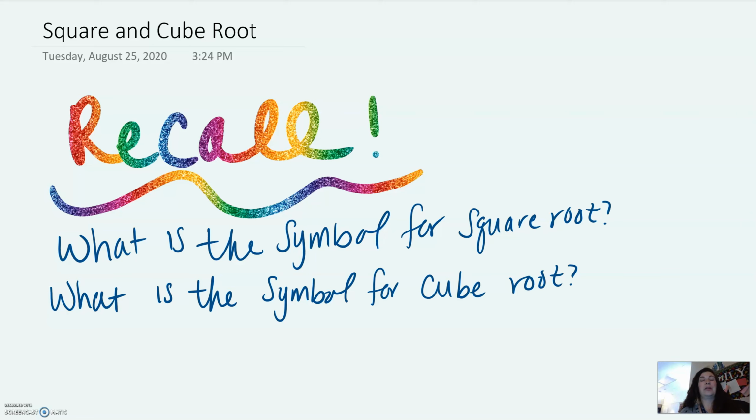Hey guys, today we're going to talk about square roots and cube roots. Let's get started. The first thing I want you to do is recall what a square root symbol looks like and what the cube root symbol looks like. Pause the video and write those down.